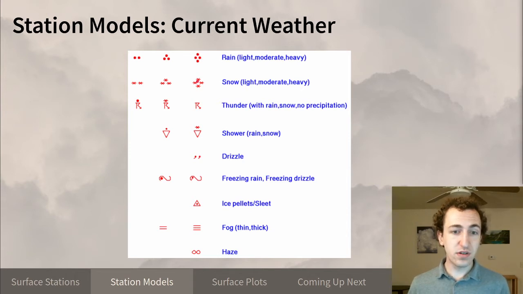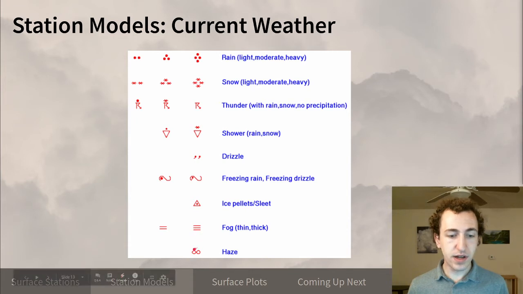So rain is the little circles, snow is the little stars. Thunderstorms is this funky little R shape with the arrow on it. Showers, where you have more showery precipitation, has this upside down triangle. Drizzle are these little commas. Freezing rain has this swirl to it. Ice pellets, you usually don't see these coming up as often in the automated systems. But fog, thin and thick with these horizontal lines, and haze, those do show up.